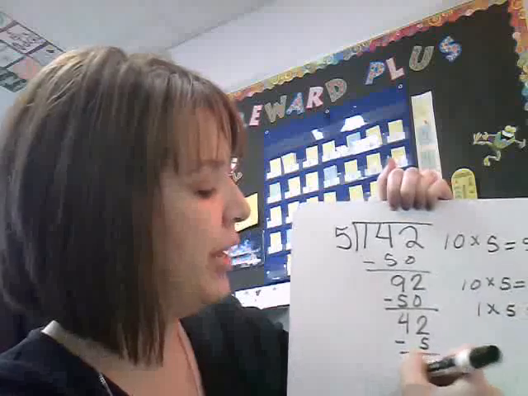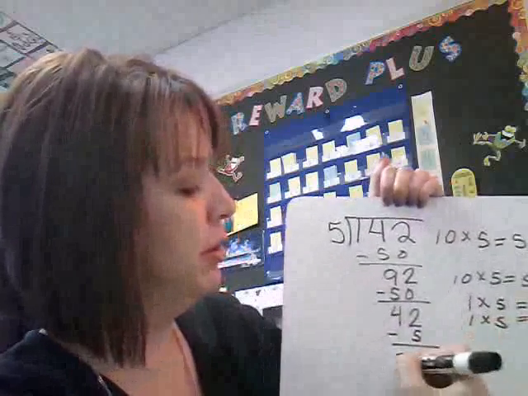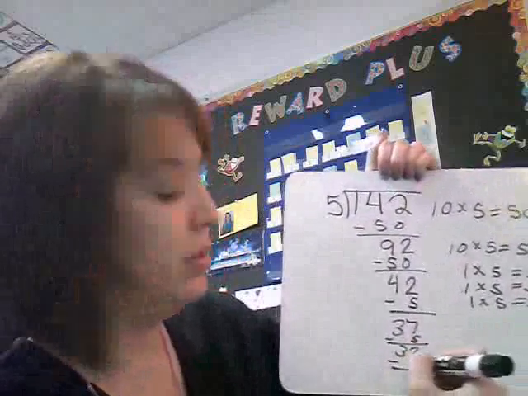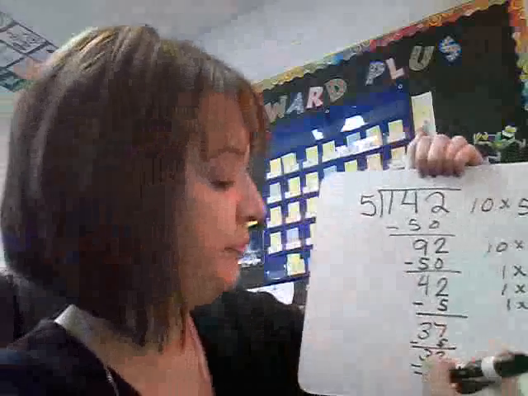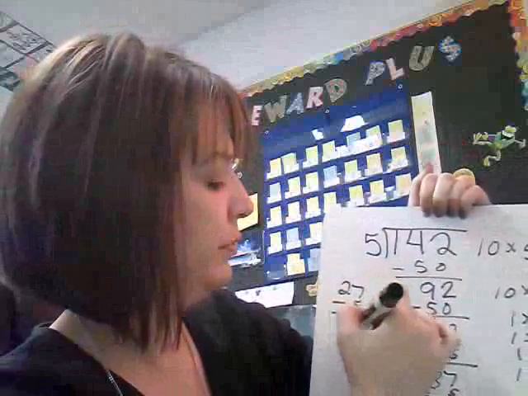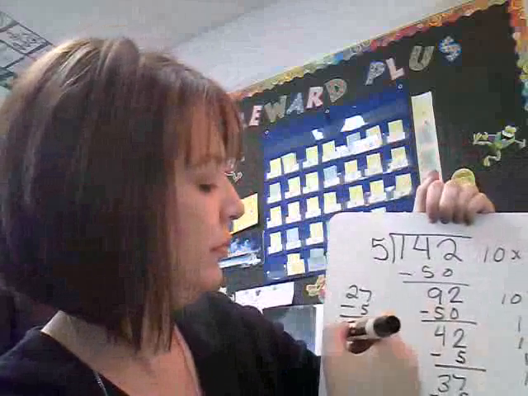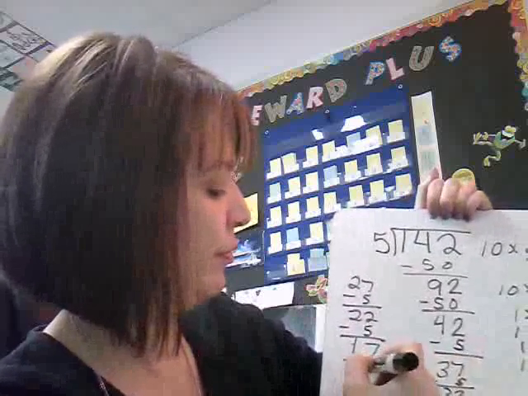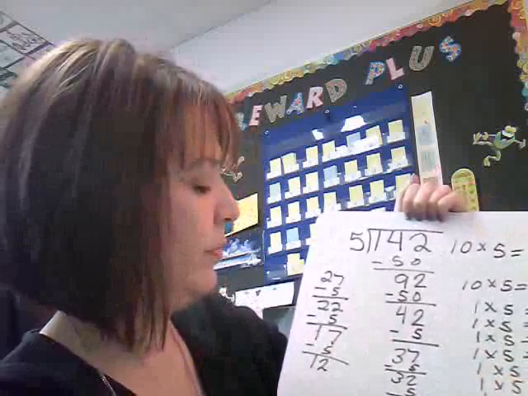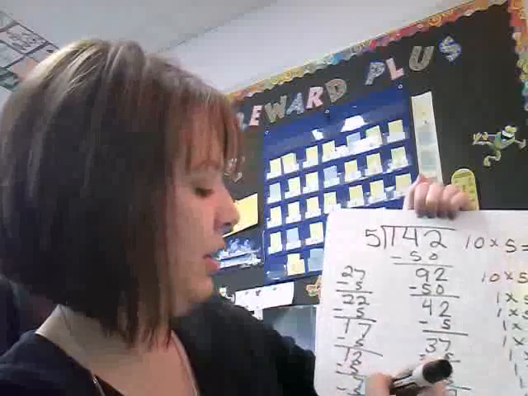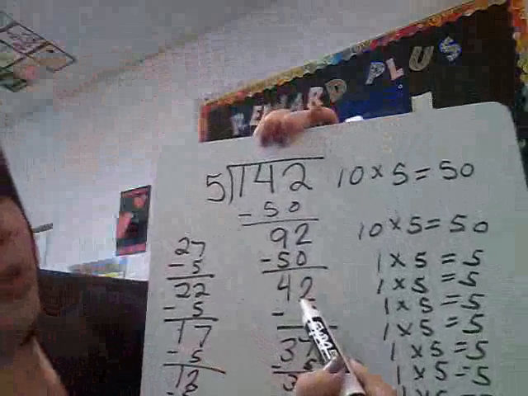Everything is going to work on place value. We can't do hundreds because 500 would be too much. So we're going to go to tens. And we say, all right, well, 10 times 5 would be 50. Now, some of them see that there are going to be 2 groups of 50 that you could take out, but a lot of them aren't ready for that yet. So if they take away 50, they end up with 92. So they can take out another group of 50, and they end up with 42. They cannot take out another group of 50.